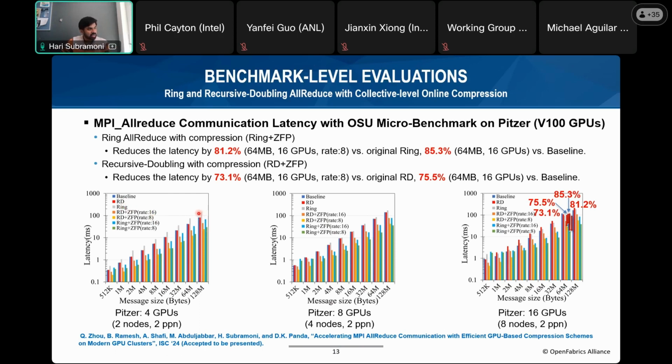So we can see that the time taken for completing the operation reduces significantly. And we also observe that different algorithms do better for different message sizes and system sizes. So we need to have careful selection of the algorithms depending on the system size and the message size. This is based on our paper, which has been accepted to be presented at the International Supercomputing Conference later in May in Germany.